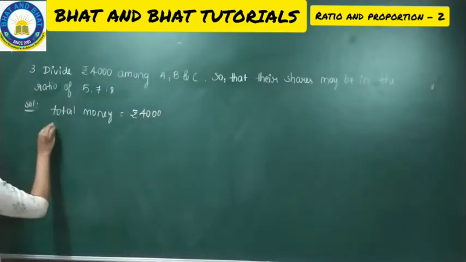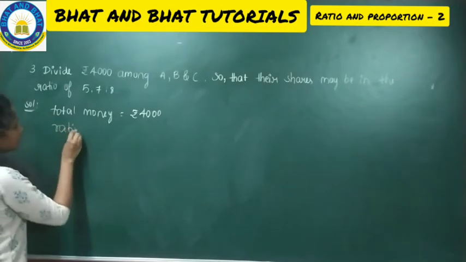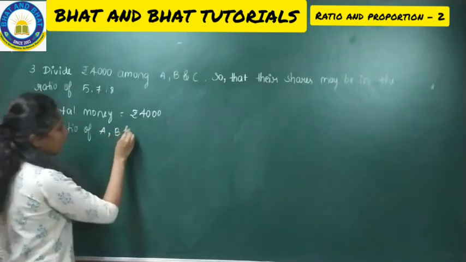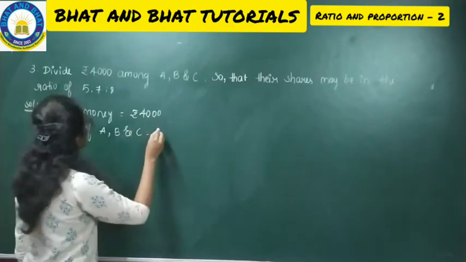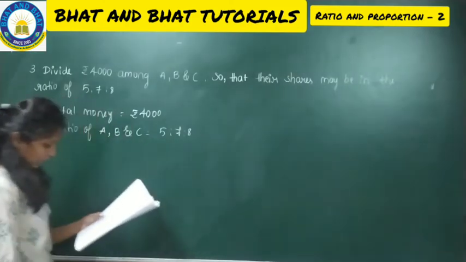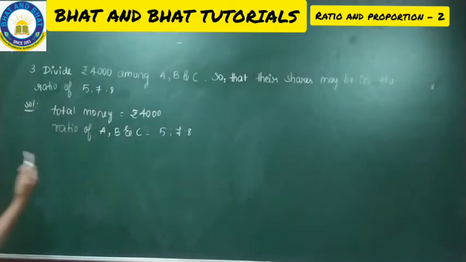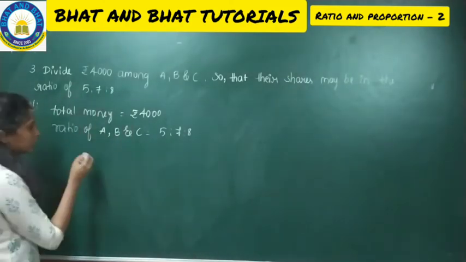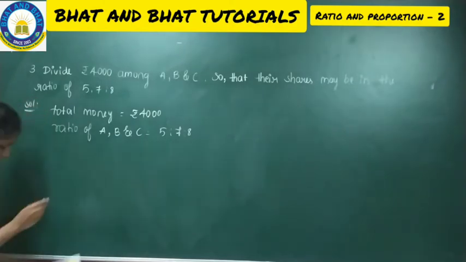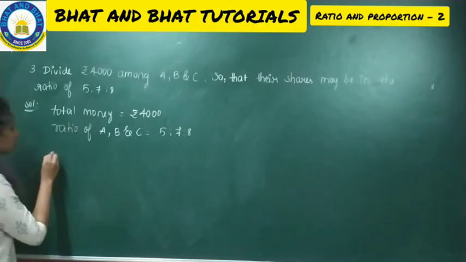Then the ratio of ABC. What is the ratio of A, B and C now? That is 5:7:8. And now what is the total of 5, 7 and 8? So don't take the total, let it be the ratio now. So fine, let's divide the shares now.